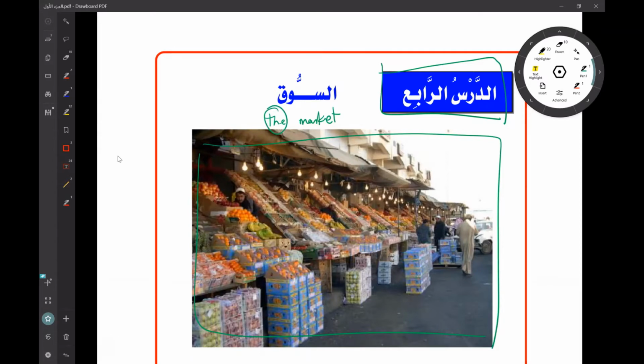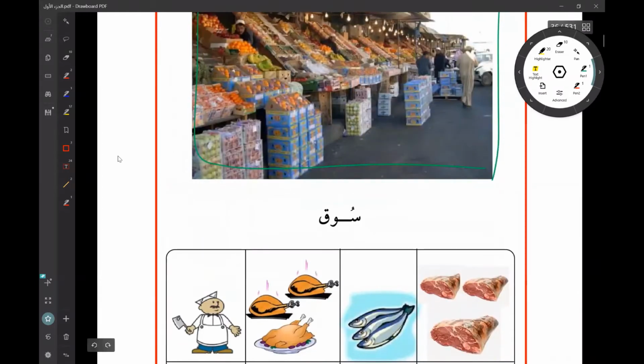So why are we saying the market? Okay, because we have here alif lam. Remember what we talked about last time? That when we have alif lam, it is the same thing as "the" in the English language. So it indicates a definite noun, right? Because we have the word souk, right? Souk. So this one is a market, okay? A market. So any market, right?